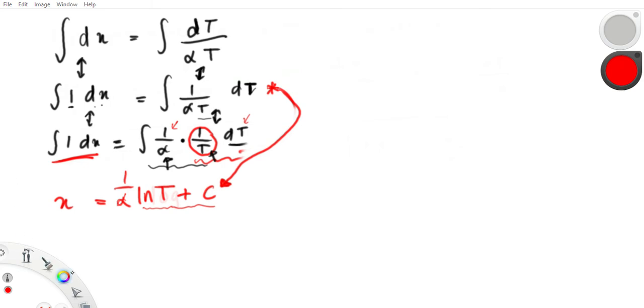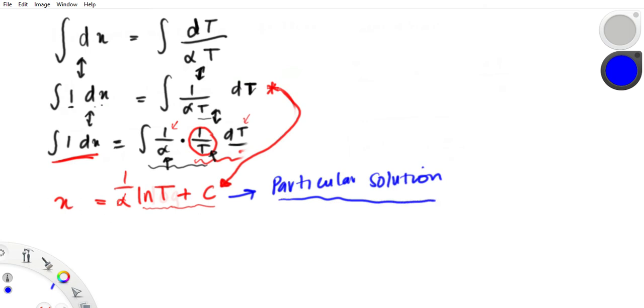Okay, so what we have here, yeah, we'll stick with blues then. What we have here is called the particular solution. Okay, and what we need to do is find the general solution. Alright, so this isn't the end. This is just going to help you get to the end.